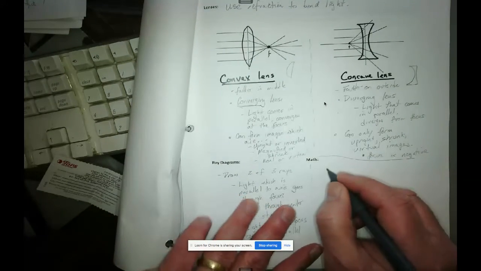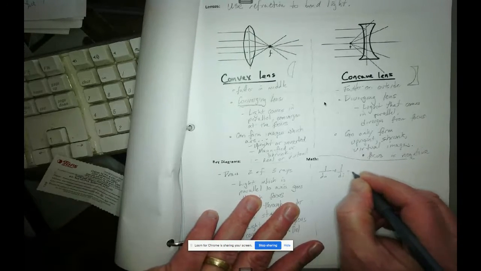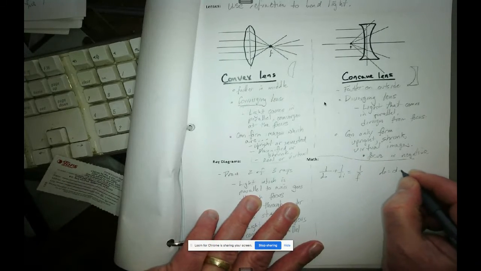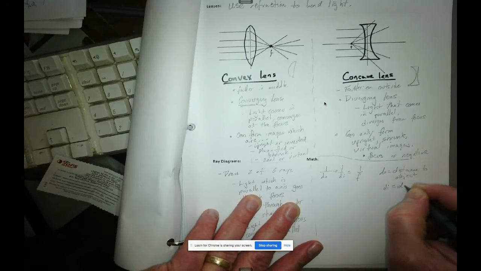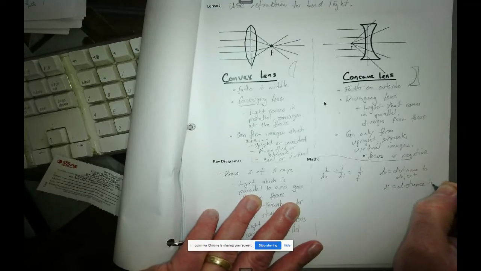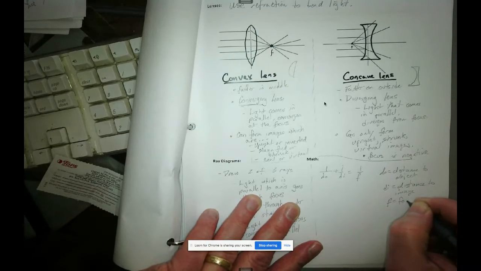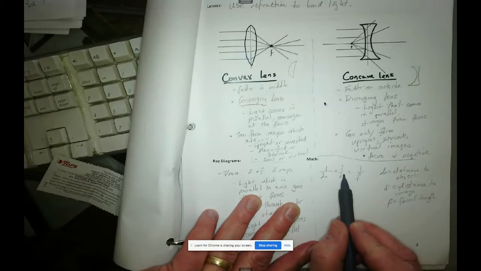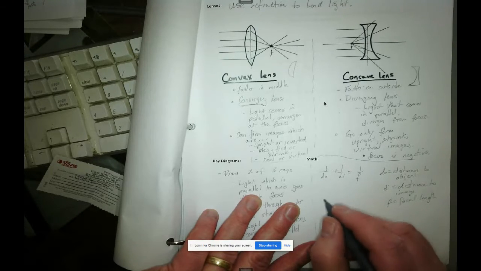There's only two equations, and they're pretty straightforward. It's 1 over dO plus 1 over di is 1 over f. And dO is distance to the object from the lens. Di is distance to the image. F is the focal length. And we're primarily going to use that to find the distance to the image. We're going to know dO, we're going to know f, we're going to be finding the distance to the image.